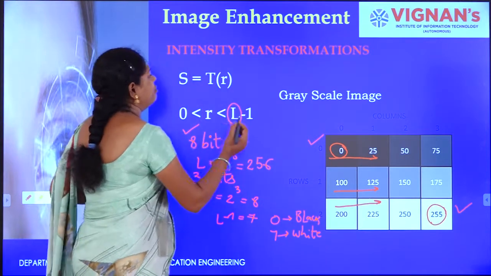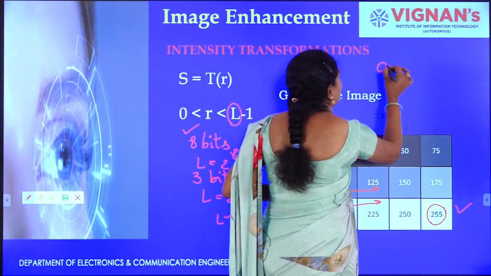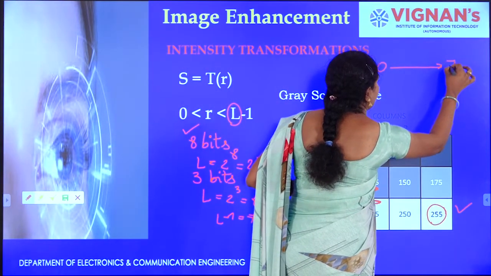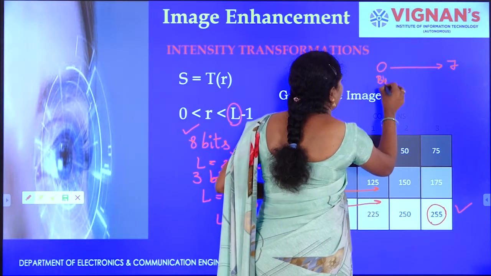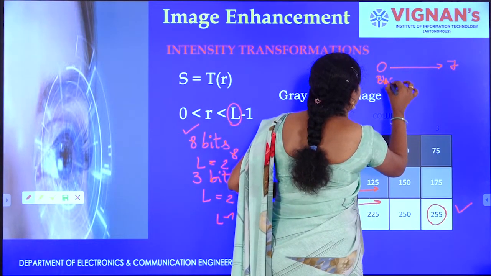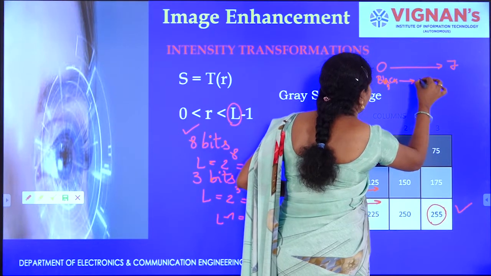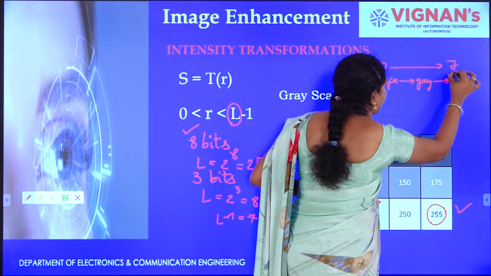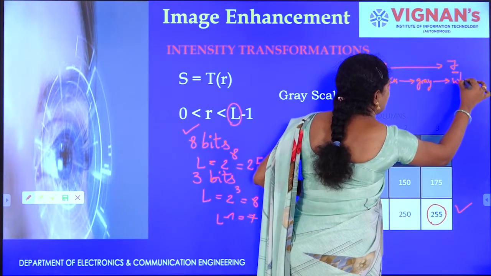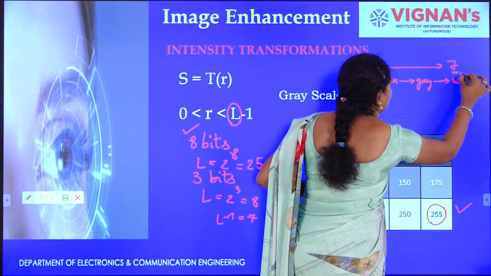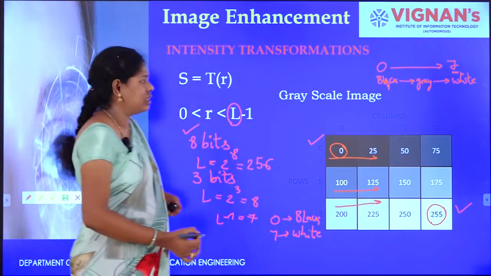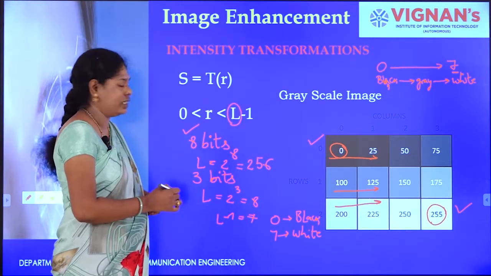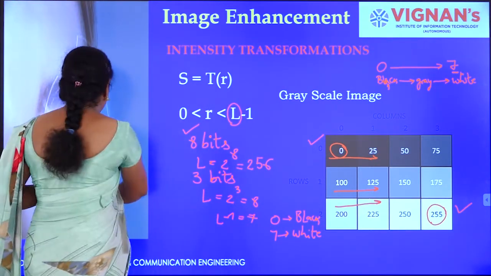As we are moving from 0 towards 7, the black color will become gray, and at the maximum value we will get white. Okay. This is the basics of representation of a grayscale image.